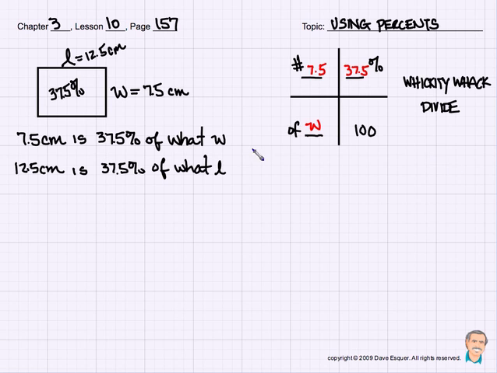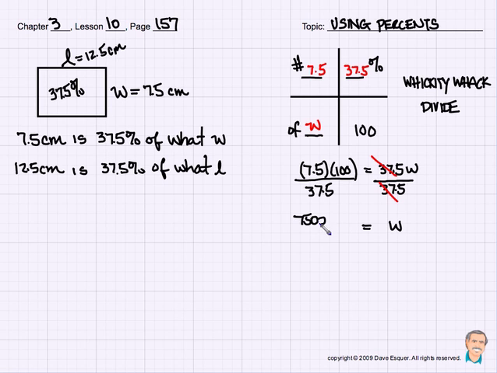So let's see what we can do with that. Over here we're going to do a crisscross, so we're going to have 7.5 times 100 equal to 37.5 times W. And by now you know, let's divide both sides by 37.5 to get rid of those. So we're going to cancel out the 37.5s. That's nice and neat. So our width is going to turn out to be 7,500 divided by 37.5, and if we use our calculator, the width is going to turn out to be 20 centimeters. So we're using Whickity Whack Divide.